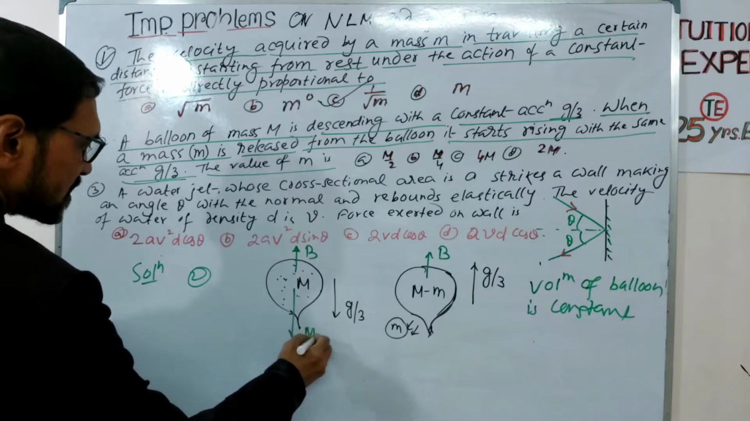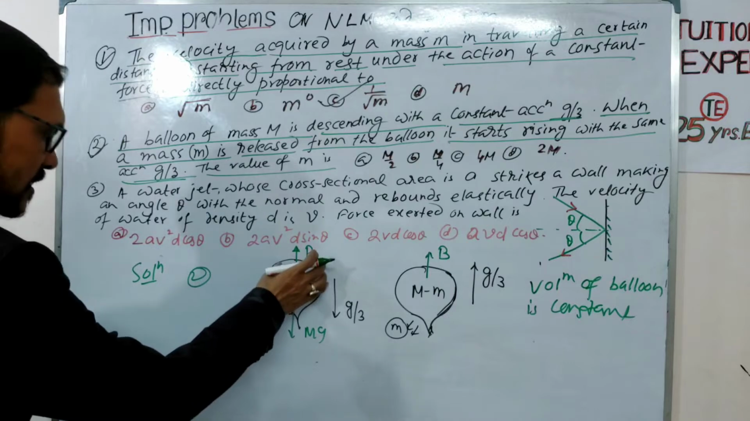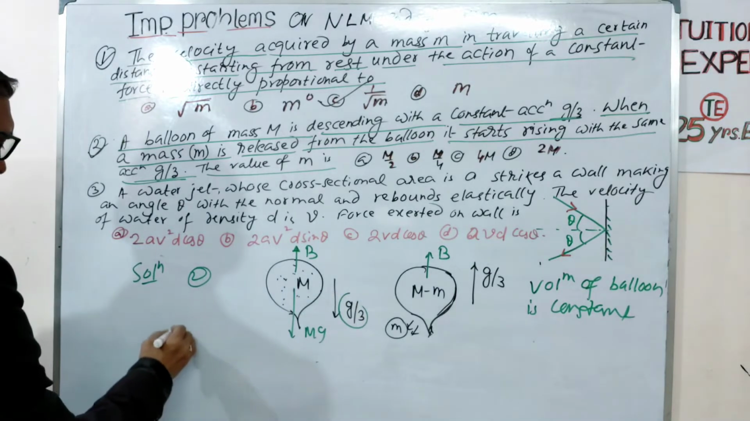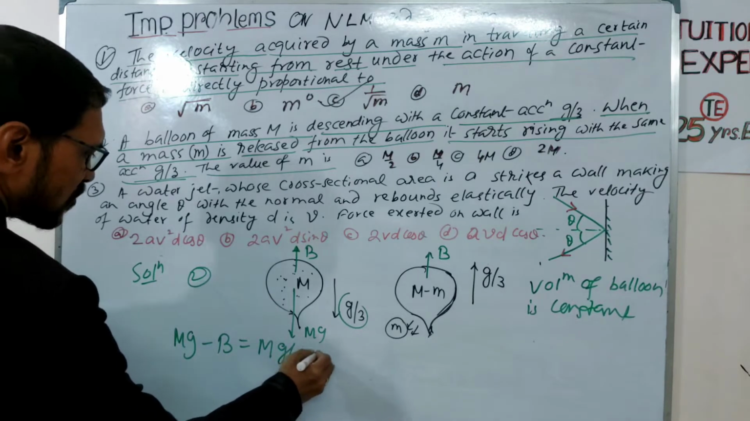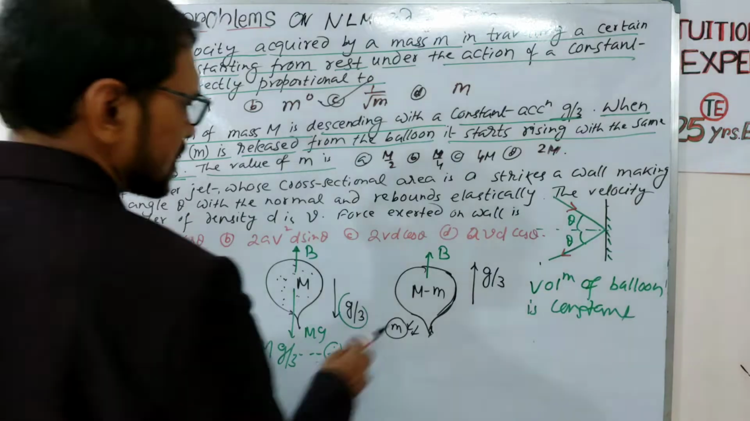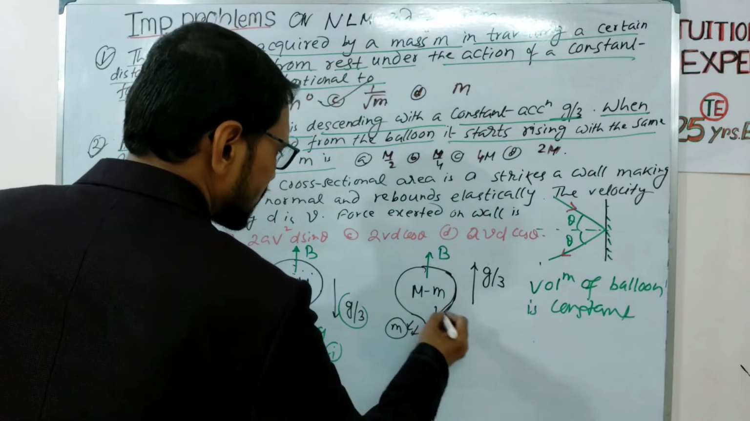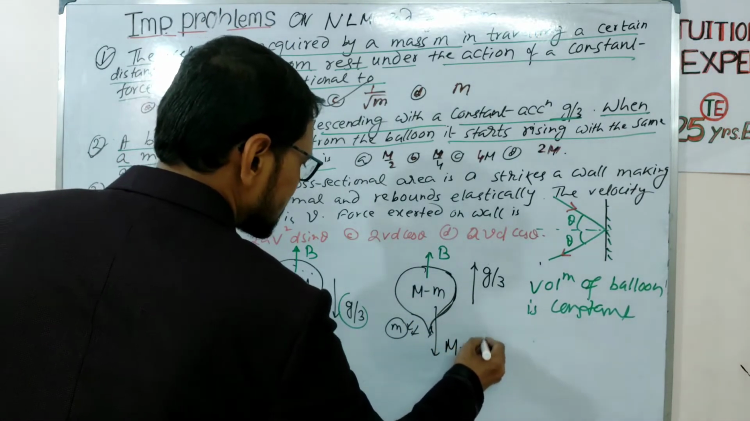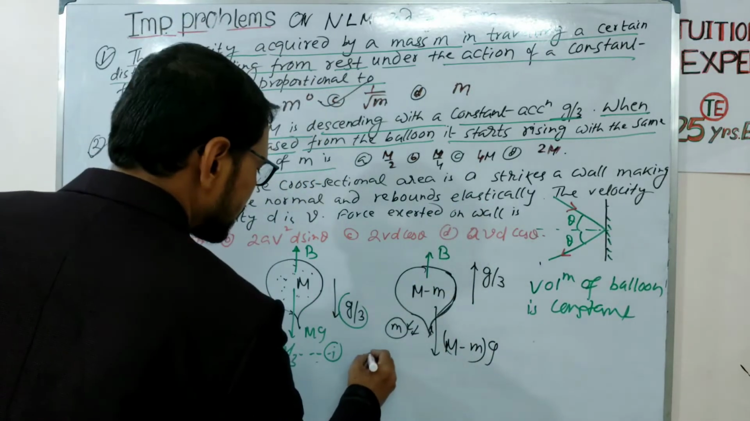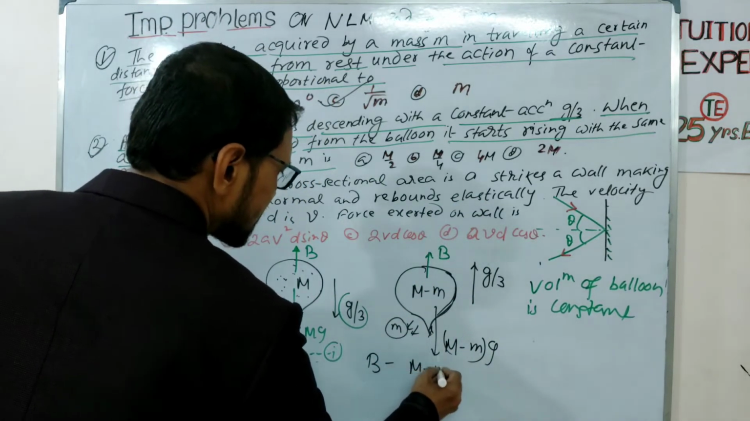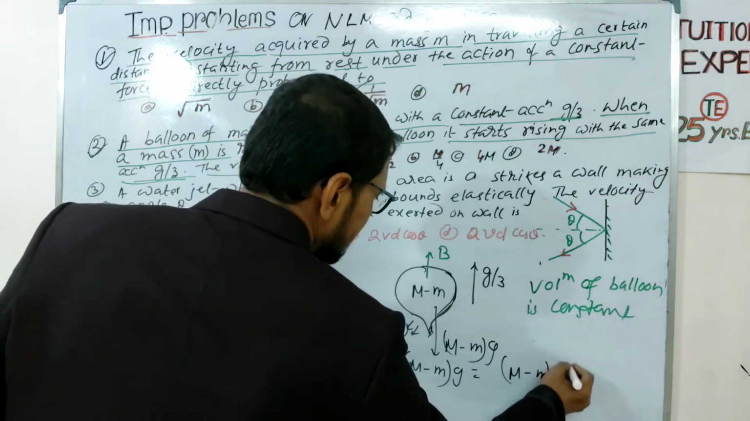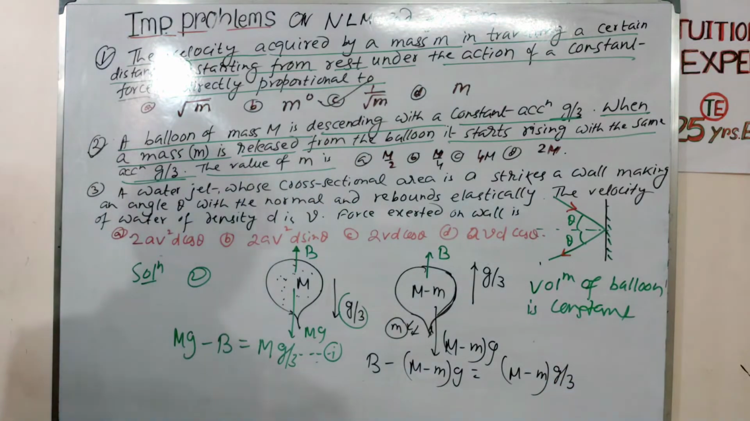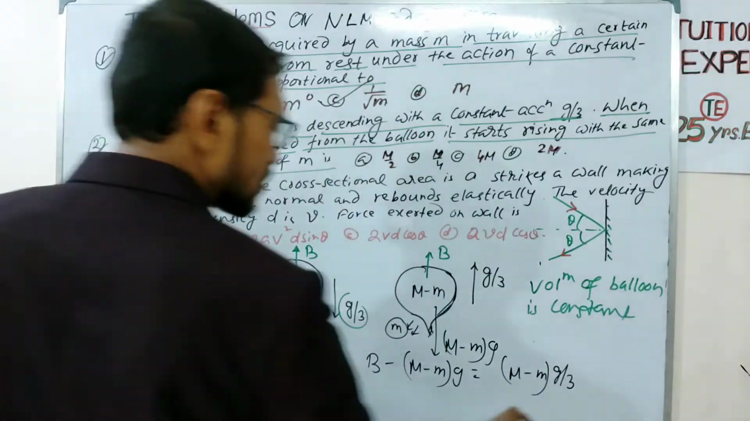Here the total weight is Mg. So the balloon descends with this acceleration. The equation is Mg minus B equal to M into g by 3. This is equation 1. Now what is the equation of this? Here mass is M minus m, so weight is (M minus m)g. Now the equation will be B minus (M minus m)g equal to (M minus m) into g by 3. So we consider a buoyancy force here. Then we get equation 1 and equation 2.